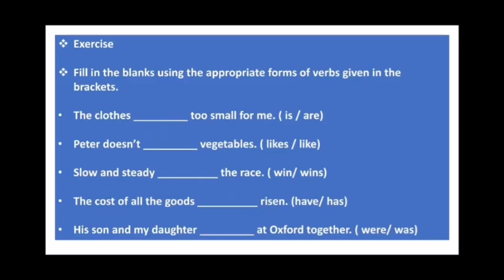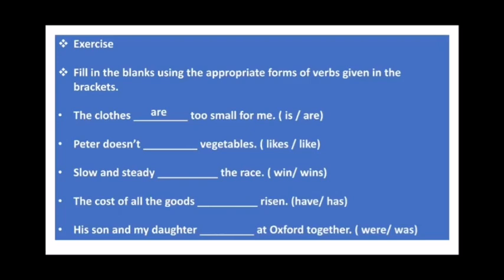Okay children, we have now completed with the explanation. Now let's do this exercise. Fill in the blanks using the appropriate forms of verbs given in the brackets. First one, the clothes dash too small for me. So in the bracket we have is and are. So the answer is are. The clothes are too small for me.